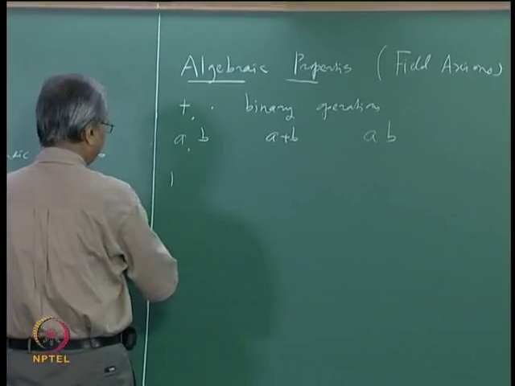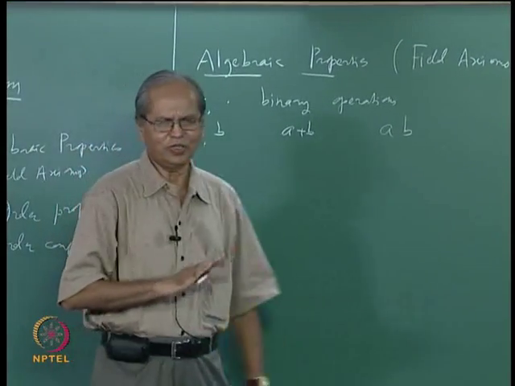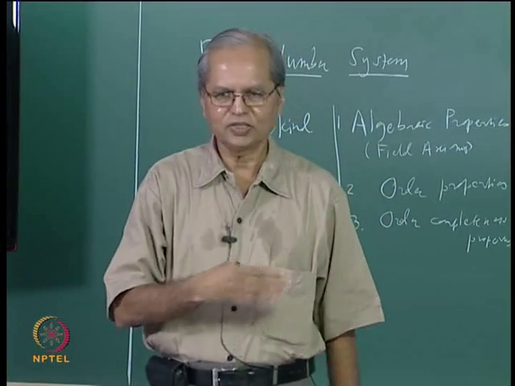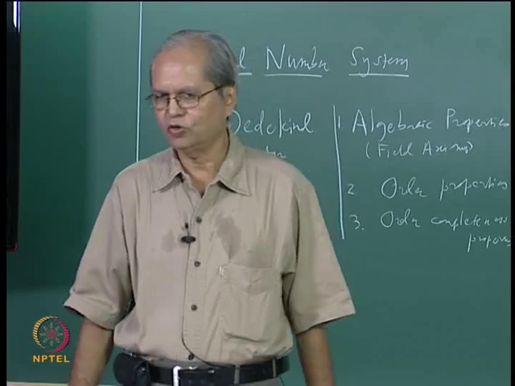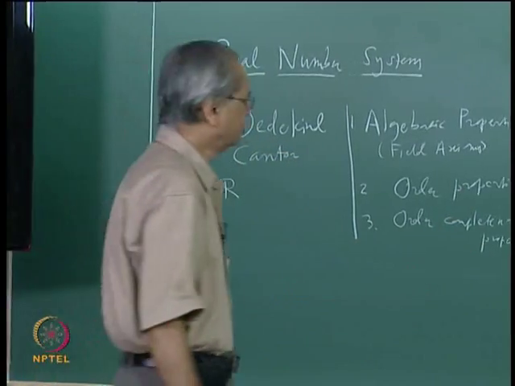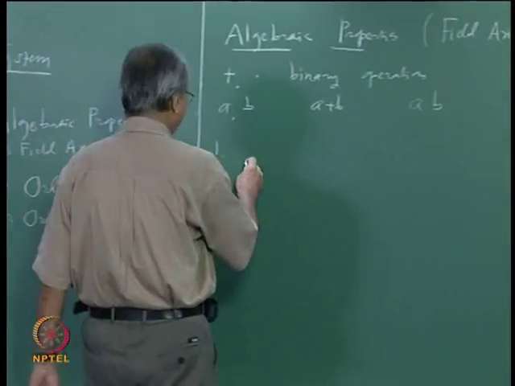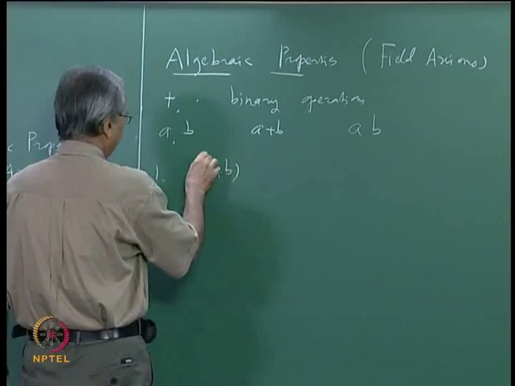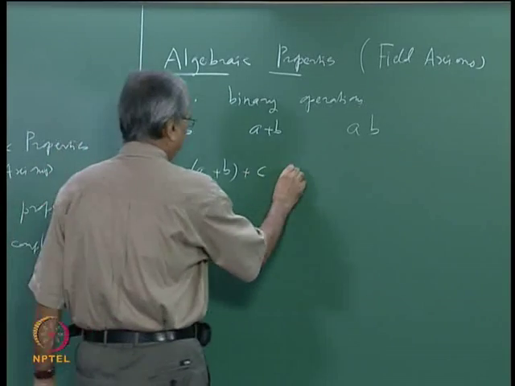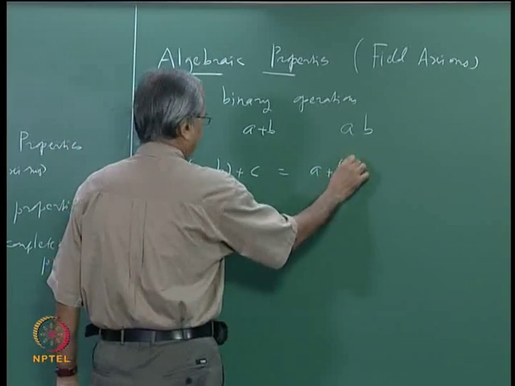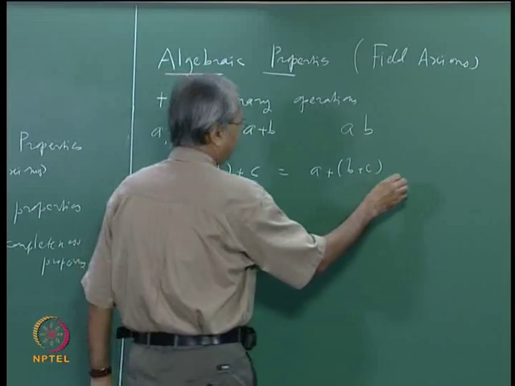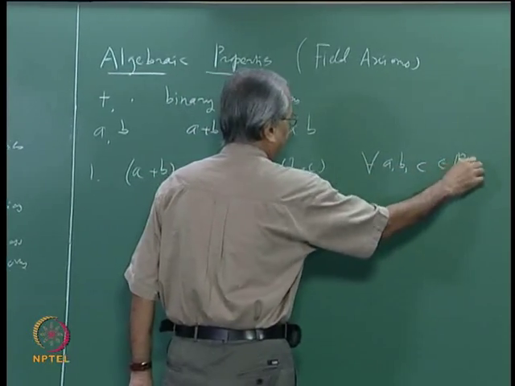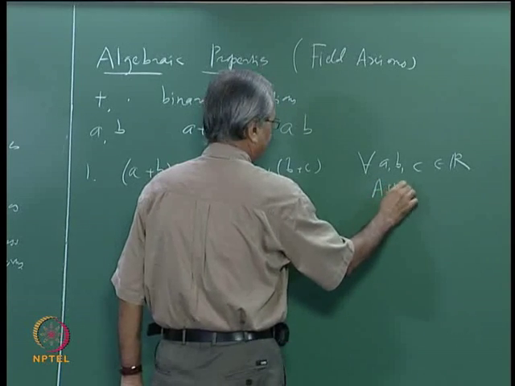So the first property is the following. Of course all these properties you have already come across in some context or the other, but since we are now discussing the real number system, at least once they should be all together, so we are listing that. Okay. So the first property is what is called associativity, that is, if you take three real numbers and take a plus b and then add c to it, this should be the same as a plus b plus c, and this should happen for every a, b, c in R. Okay. And this is a property which is called associativity.